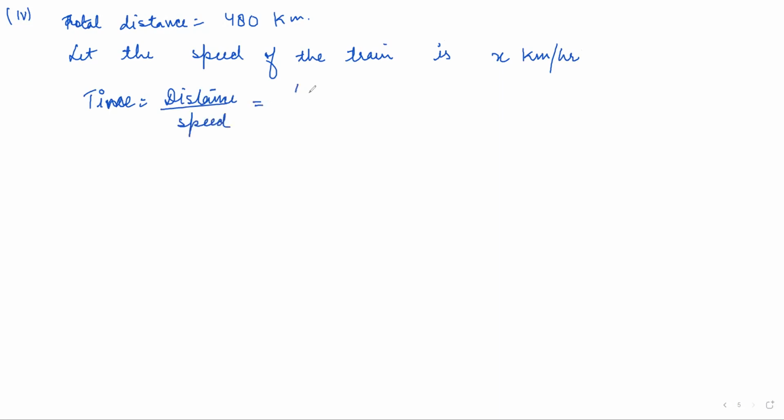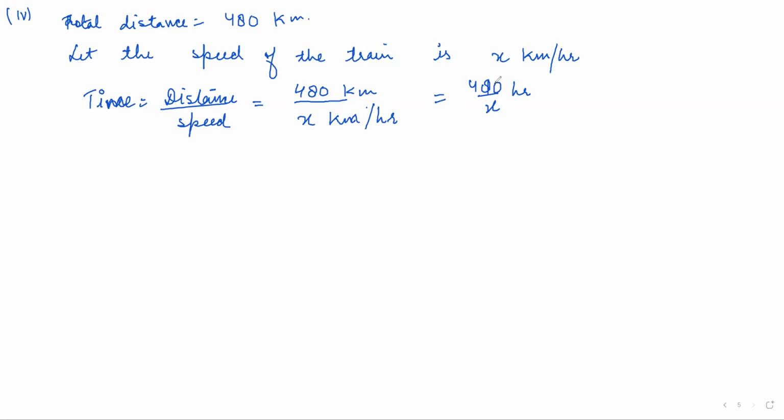So distance covered is 480 kilometers, and speed is x kilometers per hour. So kilometers cancel out, and 480 by x hours is the time taken. Correct, Harsha? Rida, yes, so far? Any problem? No problem, ma'am.